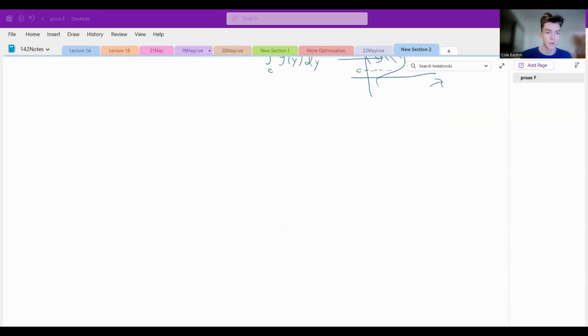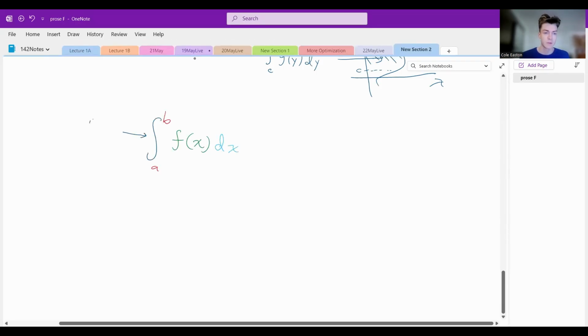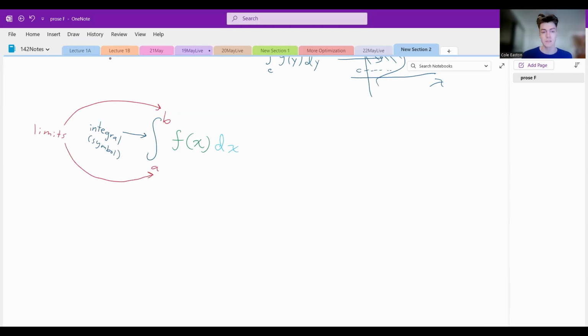Now a quick note on our notation. This part is called the integral symbol. These numbers that we have on the top and bottom are called the limits. Now this is the same word that we use when we take a limit like we did in the past, for example, the limit as n approaches infinity of 1 over n equals 0. But it's just the same word, and these are essentially unrelated ideas.